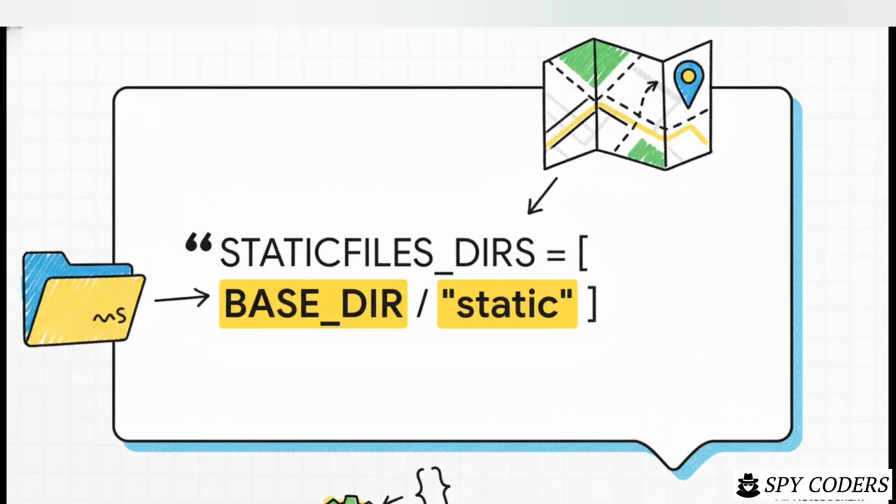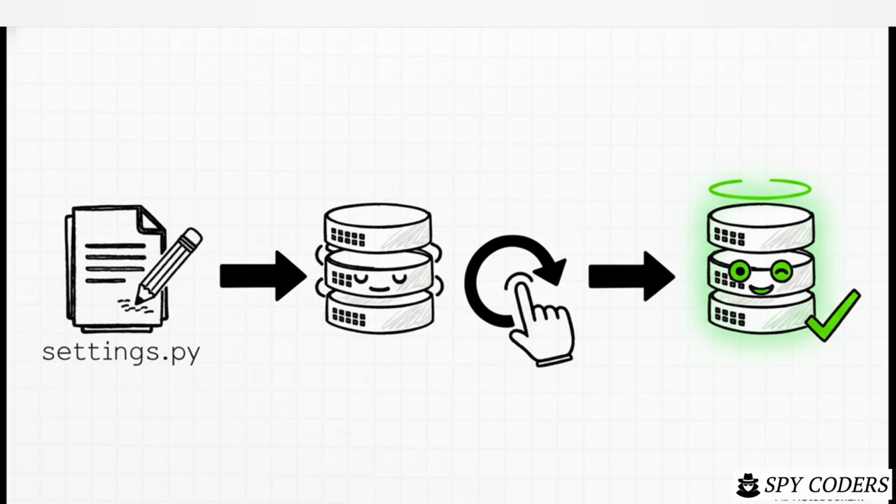And now for the map itself. We need to open up our project's settings.py file and add this one single line of code. STATICFILES_DIRS is basically just a list of places where Django should go looking for static files. And with this line, we're telling it, hey, look at a folder named static that's located at the root of the project. That's it.